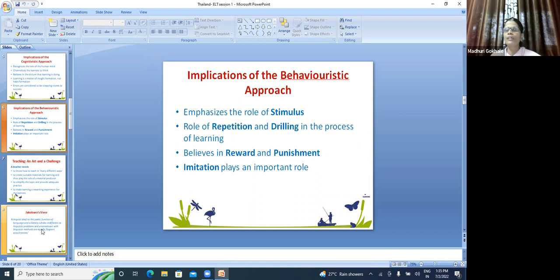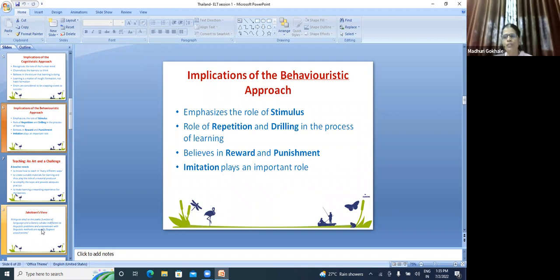So what do behaviorists emphasize on? They emphasize on the importance of stimulus. Stimulus, in our situation, in a teaching-learning situation, would be something that leads to learning. For example, in the classroom, I would say the teacher is a very important stimulus, because of the teacher, the learning happens.